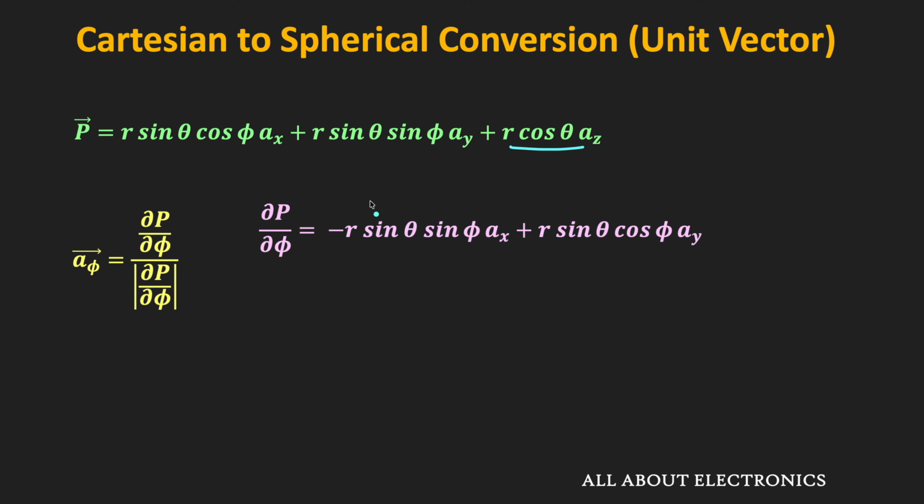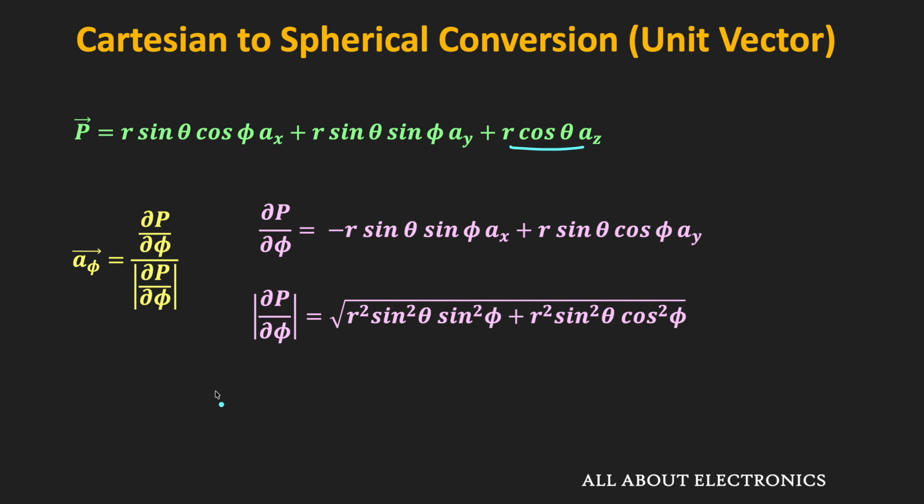That means here, this will be the expression of del P divided by del phi. So similarly, now let us also find its magnitude. So here, the magnitude of this del P divided by del phi is equal to square root of r square sin square theta times sin square phi plus r square sin square theta times cos square phi.